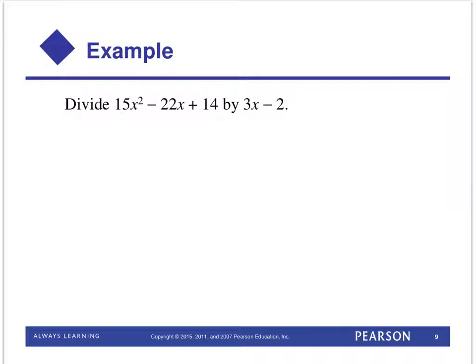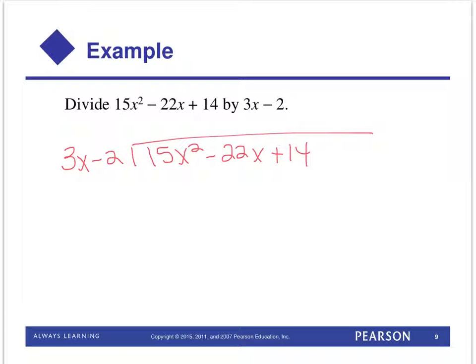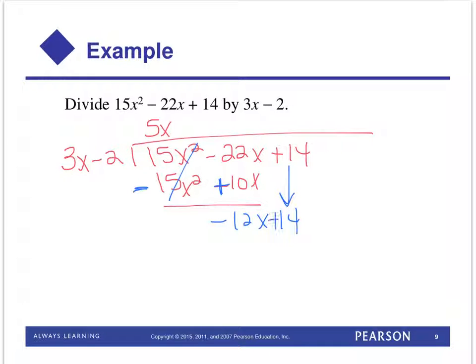Alright, here's another one. We're going to rewrite it. We're going to get 3x minus 2 goes into 15x squared. Good, we have all of our variables represented. And now we're just going to do the same thing. So 3x, to get it to look like 15x squared, we're going to multiply by 5x. So it gives us 15x squared minus 10x. We're going to go in and change the signs of each one of those to make this go away. So negative 22x plus 10x is going to give us a negative 12x, and we're going to bring down the 14 and its sign. I almost forgot, didn't I?